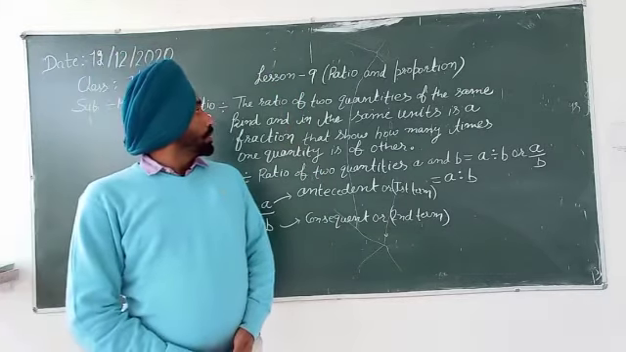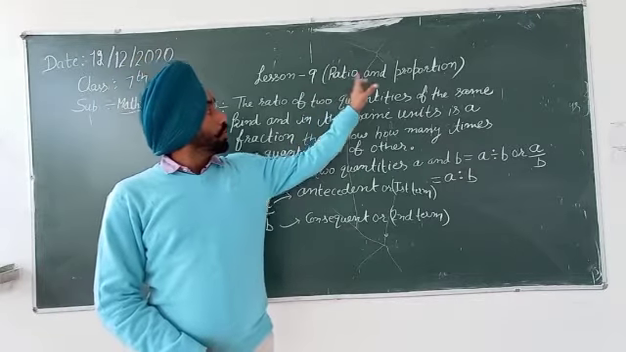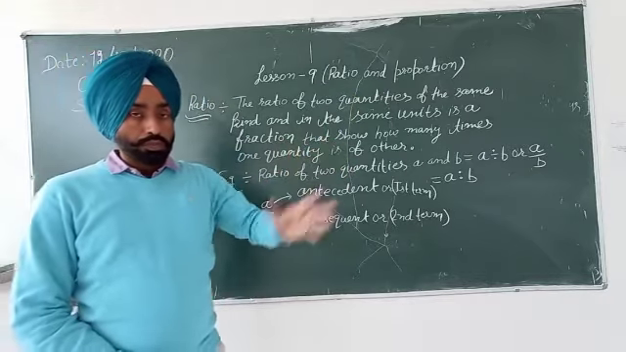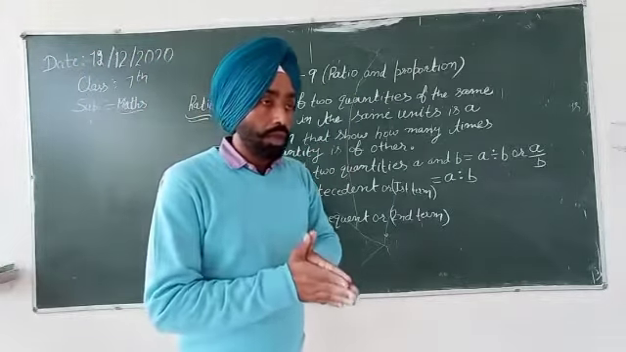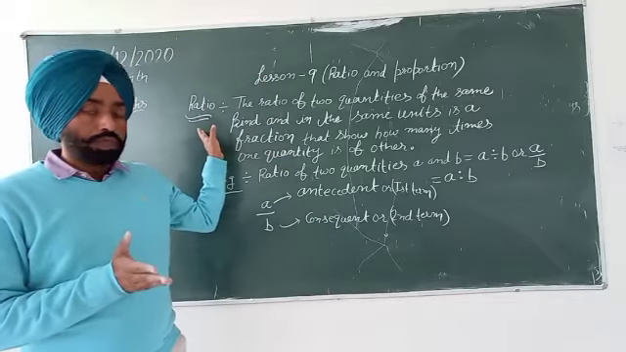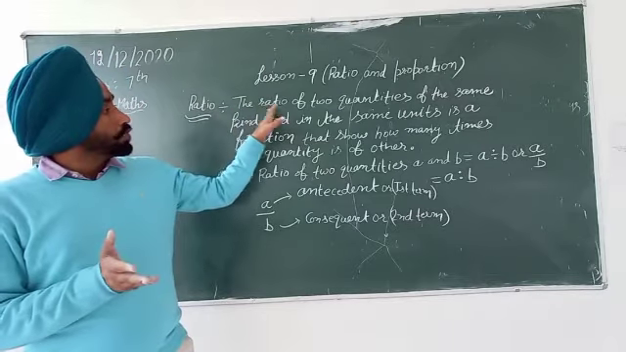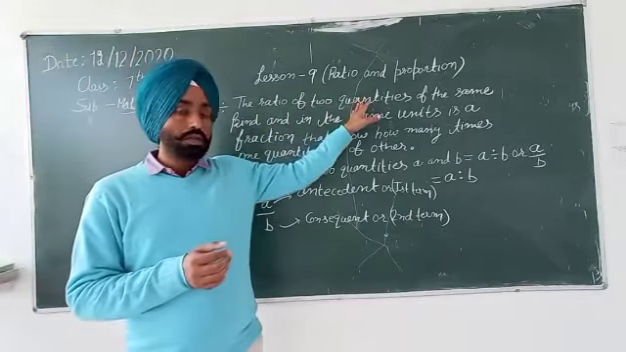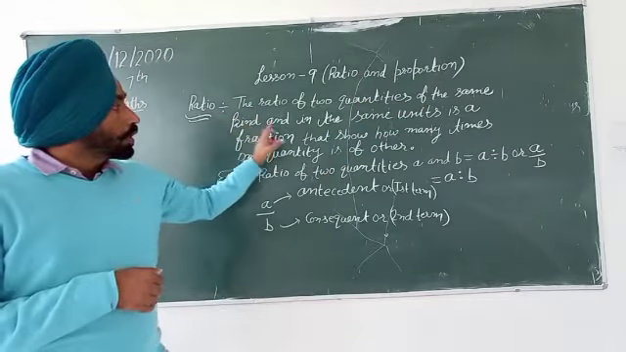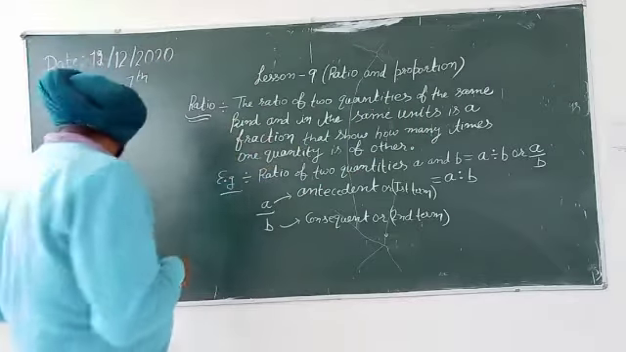Beta, today we will start our lesson 9. Lesson 9 is ratio and proportion. So first of all, beta, we will understand what is ratio. Then I will come to the proportion. Ratio. Beta, the ratio of two quantities of the same kind and in the same unit is a fraction.